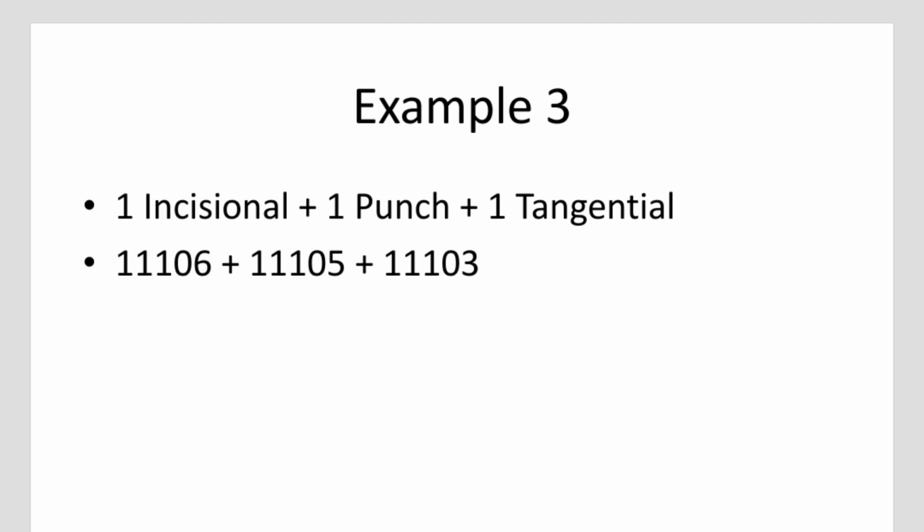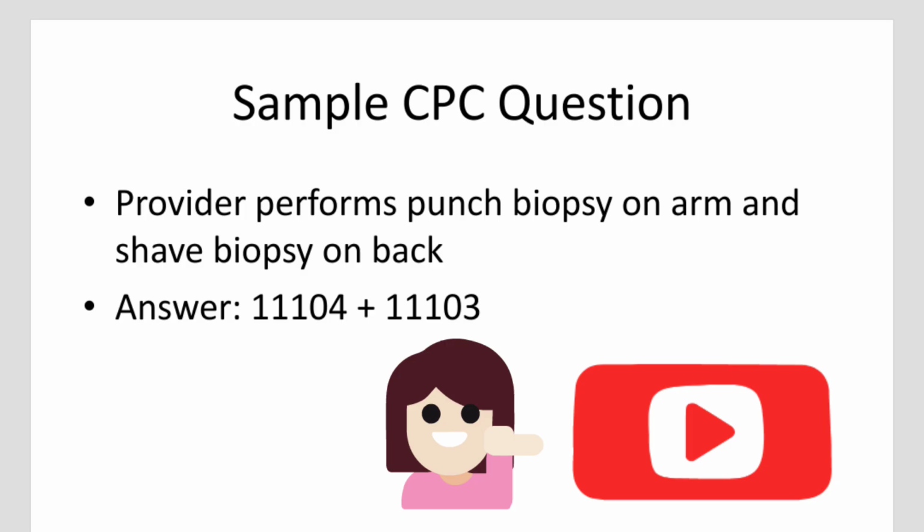that is, one incisional, one punch, and one tangential biopsy, then we have to use the complex procedure as primary. So, which one is complex here? Incisional is complex. So, we have to use the primary code for incisional biopsy, that is 11106. And for the rest of the biopsies, we have to use the add-ons corresponding to those biopsy codes. So, it will be 11105 and 11103.